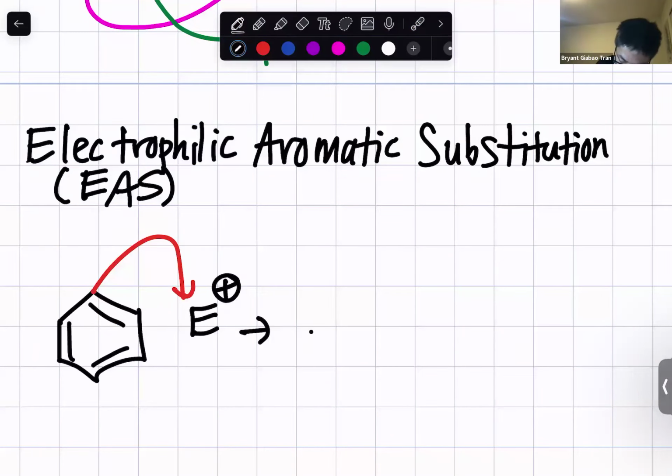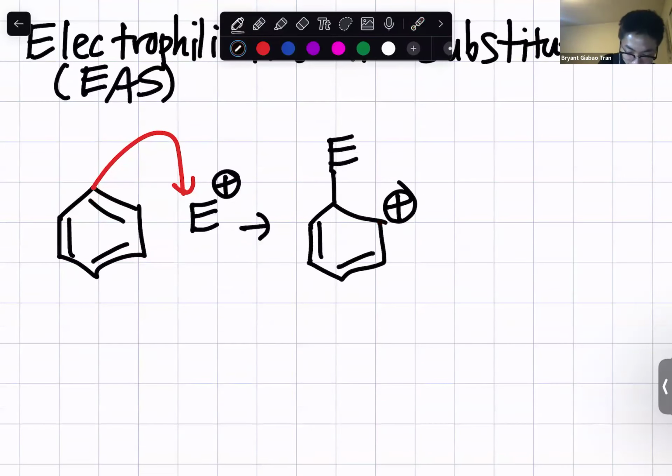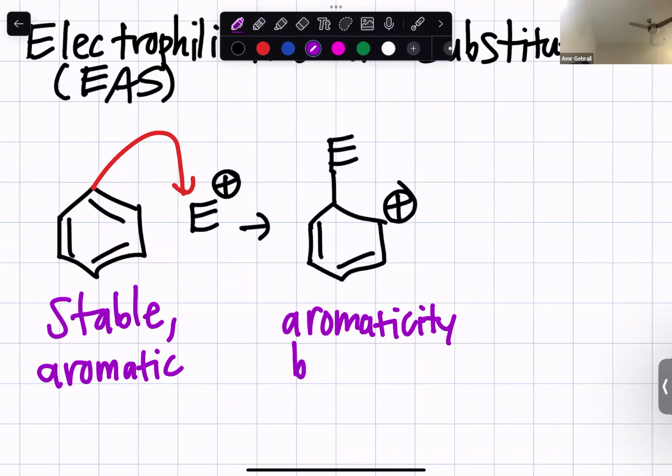to give us this right here, where the electrophile is bonded to that carbon, and we have a positive charge on the other end right there, right? But that is very bad, what we just did, because we started with a stable aromatic benzene ring, but once we did that, we broke the aromaticity. Aromaticity is broken. It is no longer aromatic. That is not good.